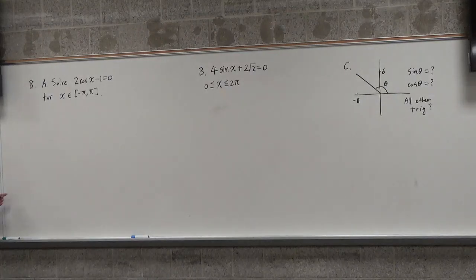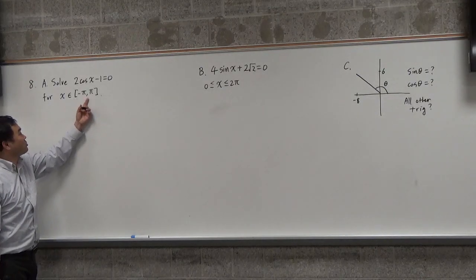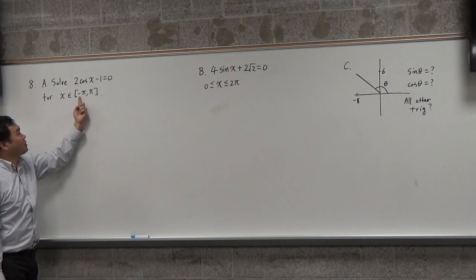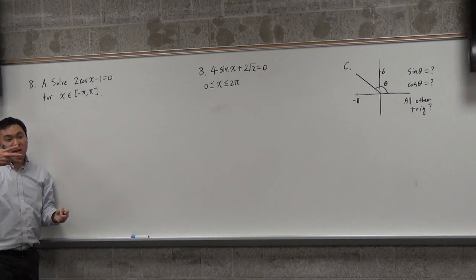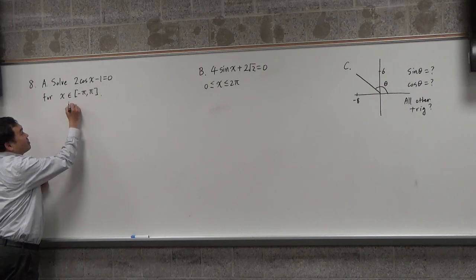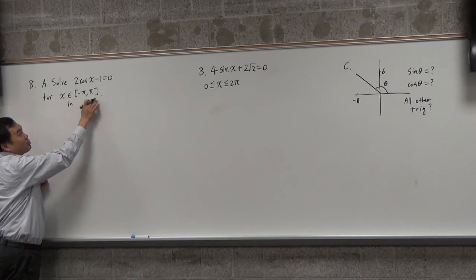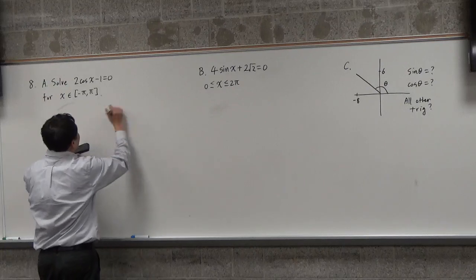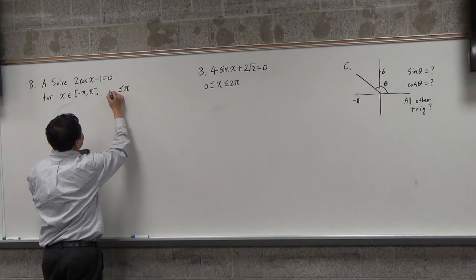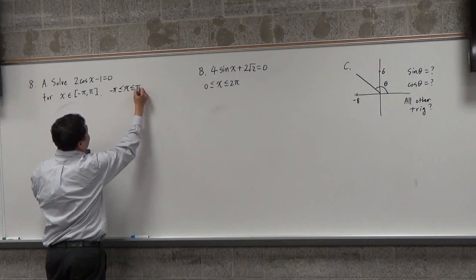Okay, so let me first explain this weird notation. This is the interval from negative pi to pi, including the endpoints, right? And this fork-like thingy, that means in. So x is some number inside this interval. That's what it means. Another way to say it would have been x is between negative pi and pi. Okay?